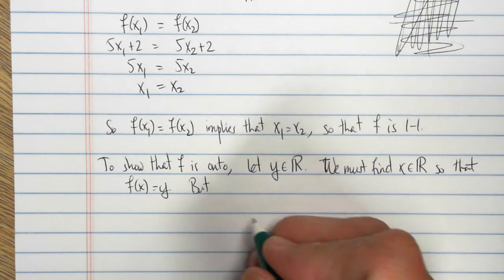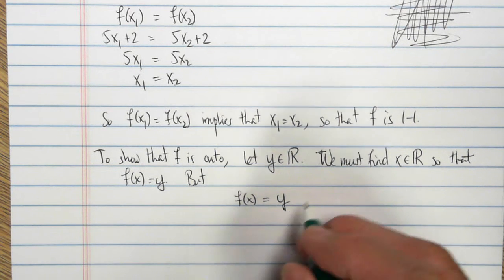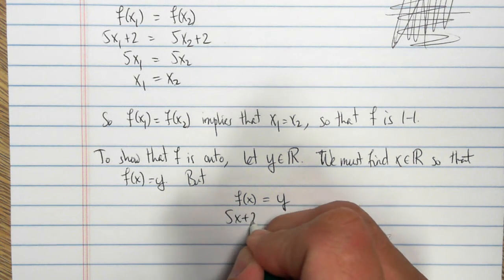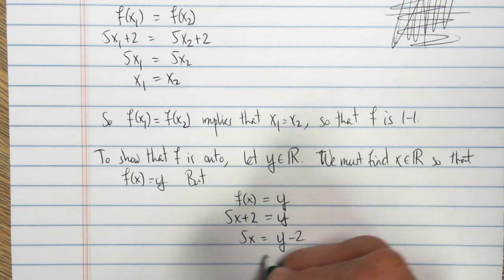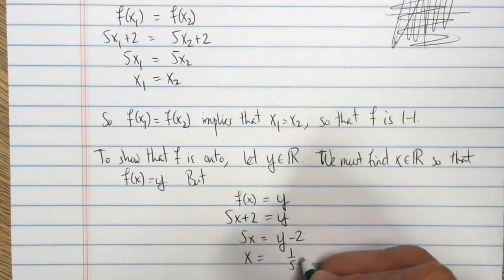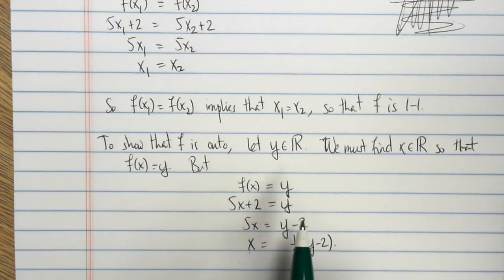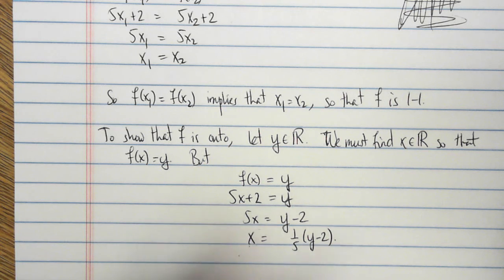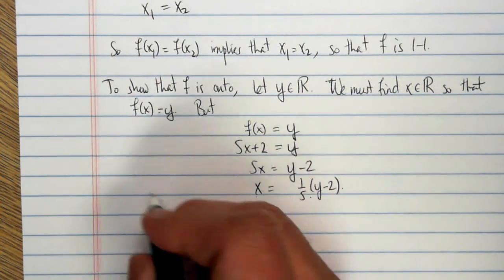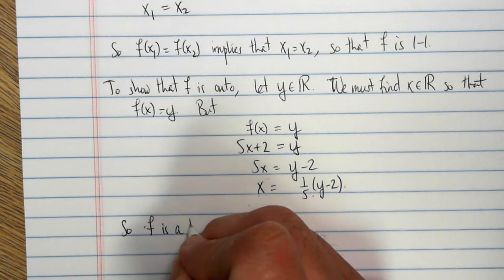Well, that's a straightforward algebra problem. f of x equals y, and so 5x plus 2 equals y. So 5x is equal to y minus 2, or x is equal to 1/5 times y minus 2. So there's my number. If y is equal to some real number, then there is some number in the domain so that f of x is equal to y. So f is a bijection.